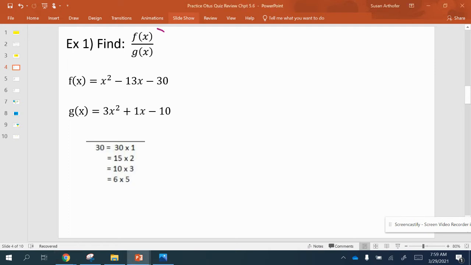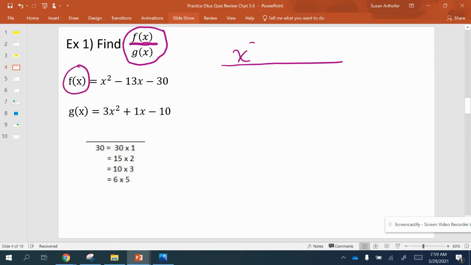Okay, so the first thing is just the setup. You're going to draw a bar for this middle bar, and you're going to put the f of x function, which is this one, on the top, and the g of x function on the bottom. And then all you're going to do is factor.